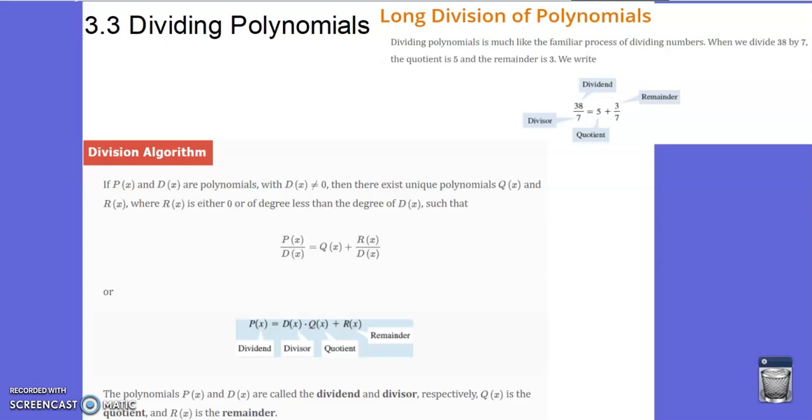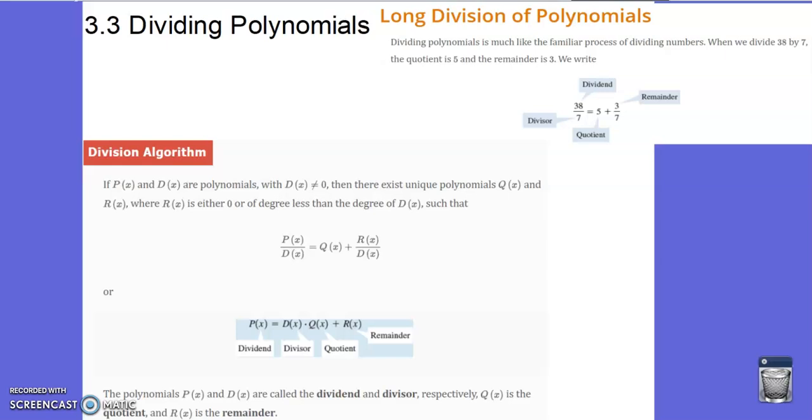So far in this chapter, we've been talking about polynomials and a lot about the graphing of the polynomial functions. But now we're going to be talking about it algebraically, specifically dividing polynomials. And I'm going to show you two different ways. It's long division and then synthetic division.